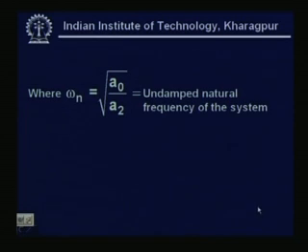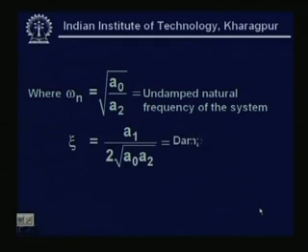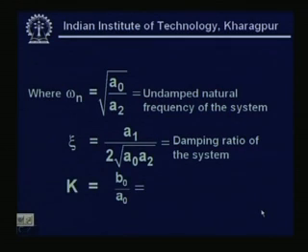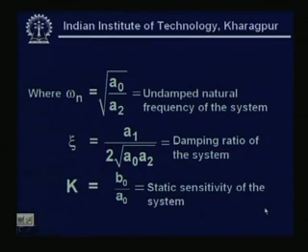Now, we have introduced some new terms. Let us look at all these terms. First of all, omega n. Omega n is equal to the square root of A naught upon A2, which is the undamped natural frequency of the system. We have xi equal to A1 upon 2 times the square root of A naught into A2, which is the damping ratio of the system, and K is the static sensitivity of the system.